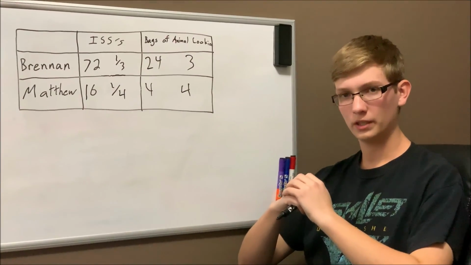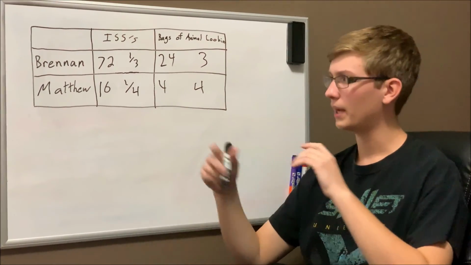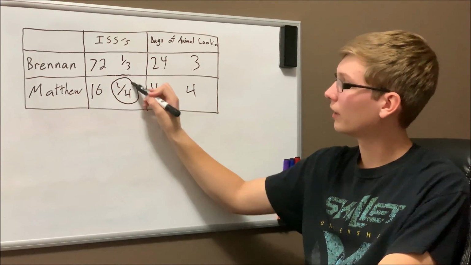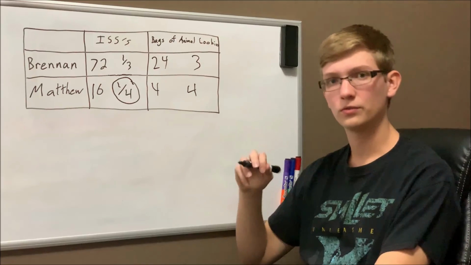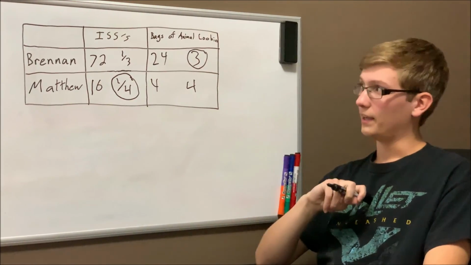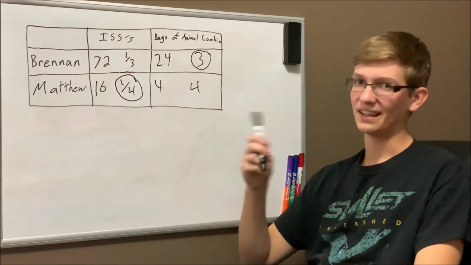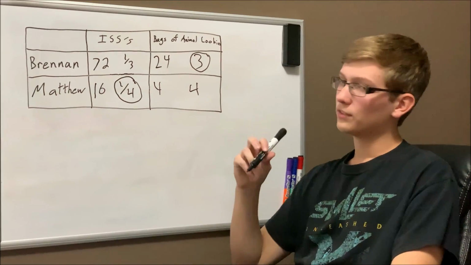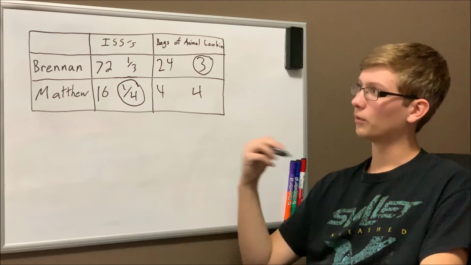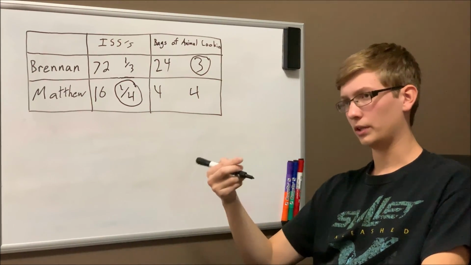So, if these two sovereign nations want to trade, what should their terms of trade be? Well, as we already discussed, Matt has the comparative advantage for ISSs, right? So we can circle this right here to signify that. And I have the comparative advantage for bags of animal cookies, so I can circle that. So that means that I should be the one making the animal cookies, and Matt should be the one making the ISSs, right? So this is the opportunity cost for producing one ISS, and that's the opportunity cost for producing one bag of cookies.